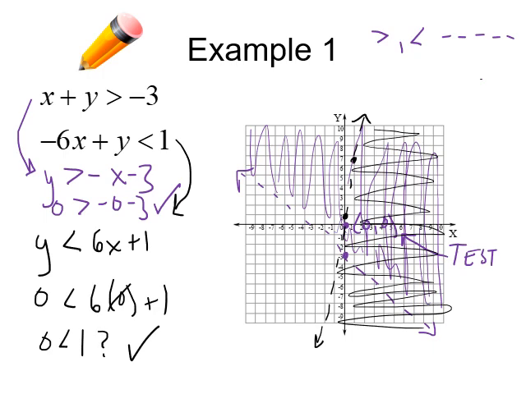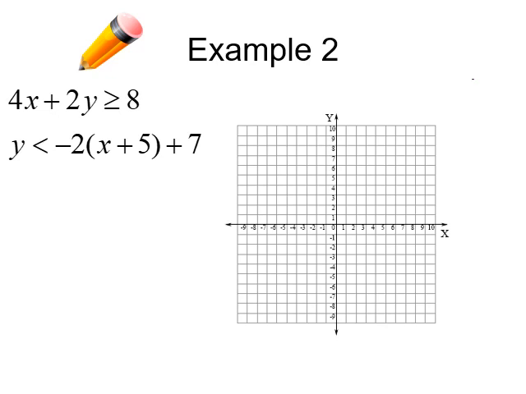I'm going to use a highlighter, right here. This region contains all points in both inequalities that make each inequality true. So that is my solution set. Next example.